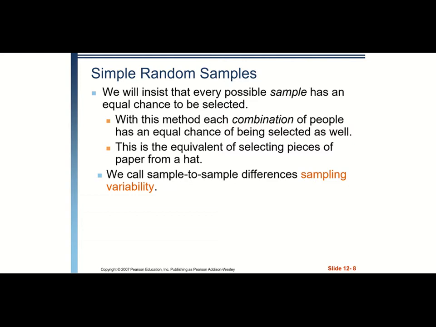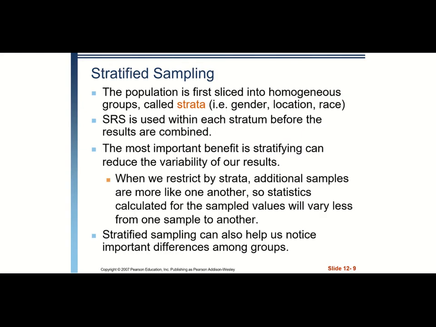These different sample averages are referred to as sampling variability. The larger the sample, the closer they'll be, right? But it's not surprising to get different values from different samples. In stratified sampling, we first break the population into groups or strata, such as gender, location, race, etc. We then do a simple random sample within each group before combining the results.